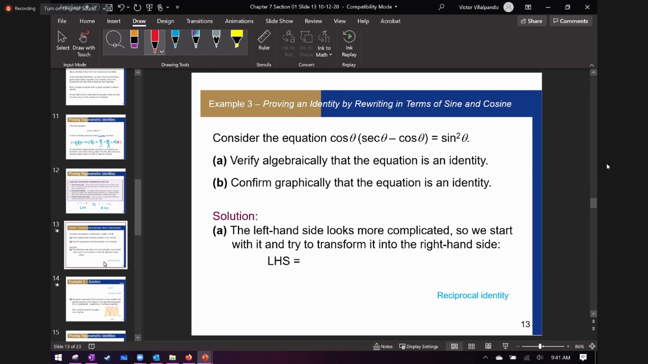So let's go back to this. Consider we have cosine theta times the quantity secant minus cosine, all equal to sine squared. The easiest way to show whether it is true is to plug in a theta like pi over 4, in that example we saw where the identity was not an identity. So that could be one case you could do.